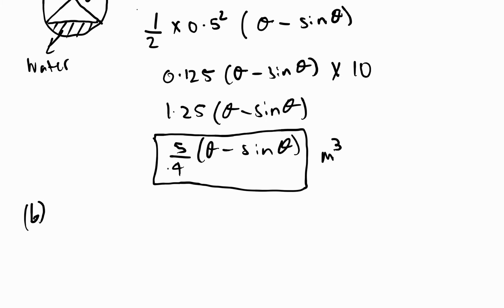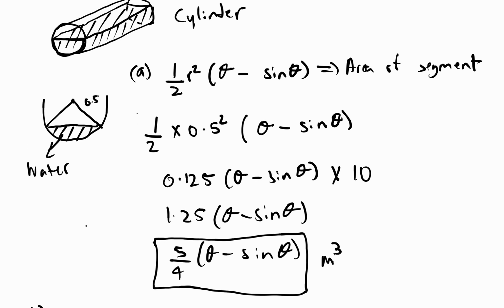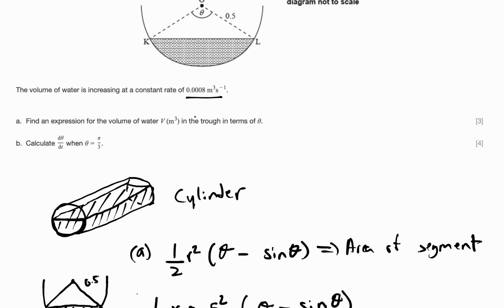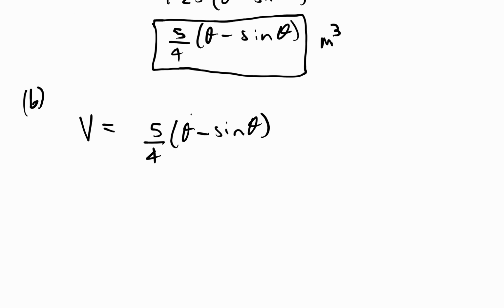Well, does this equation I identified in part A not already do that? Volume is nothing but 5/4 (theta minus sine theta), right? This is just what volume is. So if I already have the rate of change of the volume, 0.0008, I have the rate of change of volume. So if I differentiate both sides, can I not isolate d theta by dt using implicit differentiation?